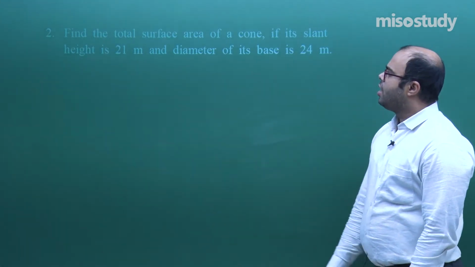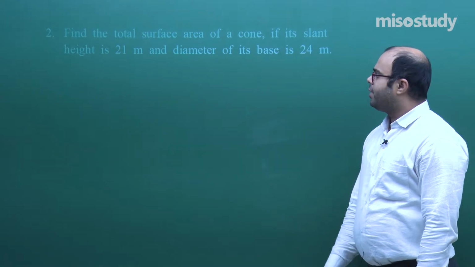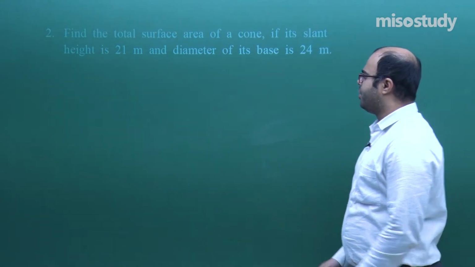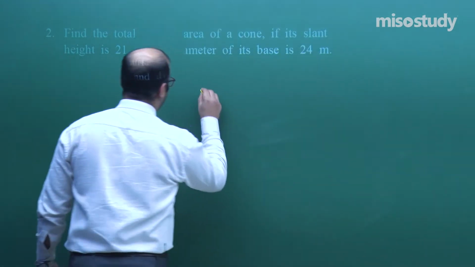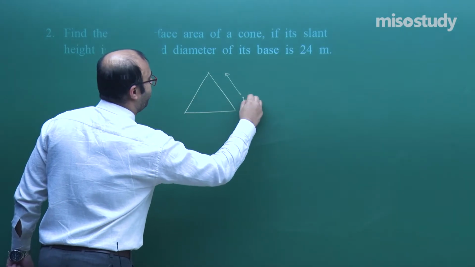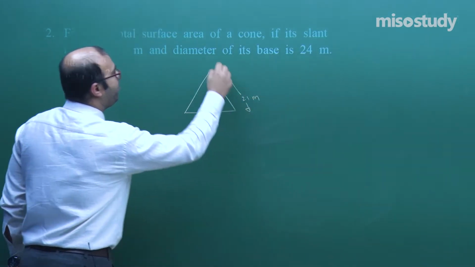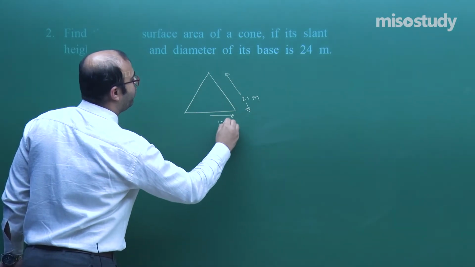The second question says, find the total surface area of a cone if its slant height is 21 meter and the diameter of its base is 24 meter. So, we have to find the total surface area of a cone and its slant height is 21 meter, and the base diameter is 24 meter. So, the radius can be said to be 12 meter.